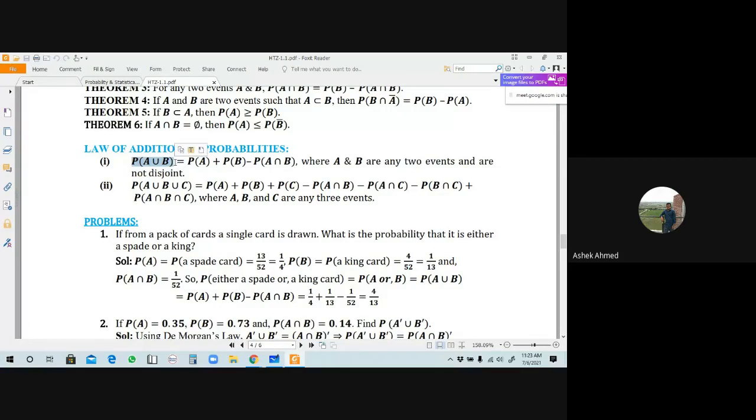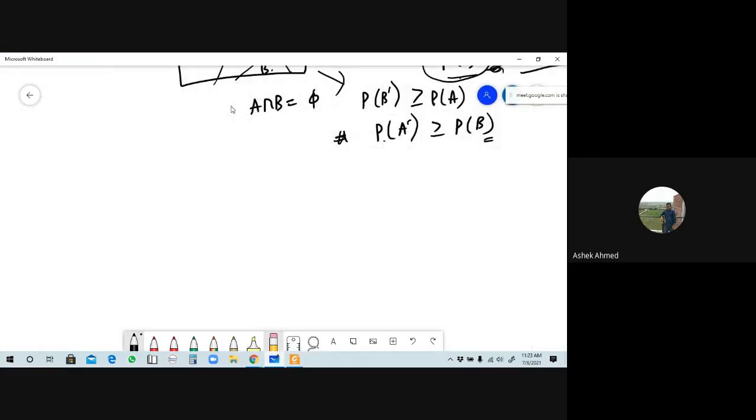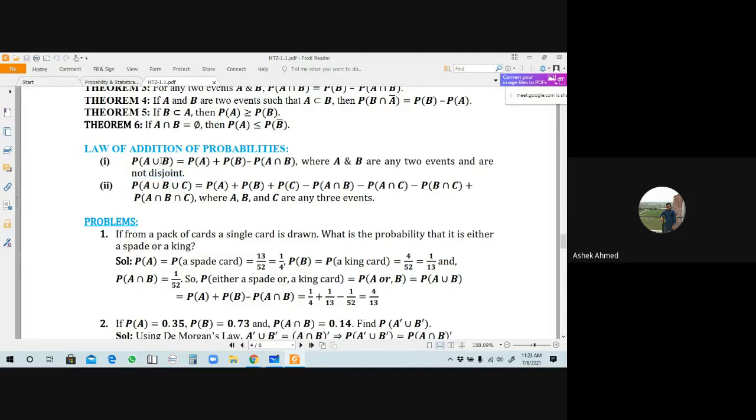You have to remember that A union B, A and B are not disjoint. What do you mean by not disjoint? Sir, they have something common. Okay, for that case, by using the Venn diagram, we can say the common part exists. If A and B were disjoint, what would the result be?